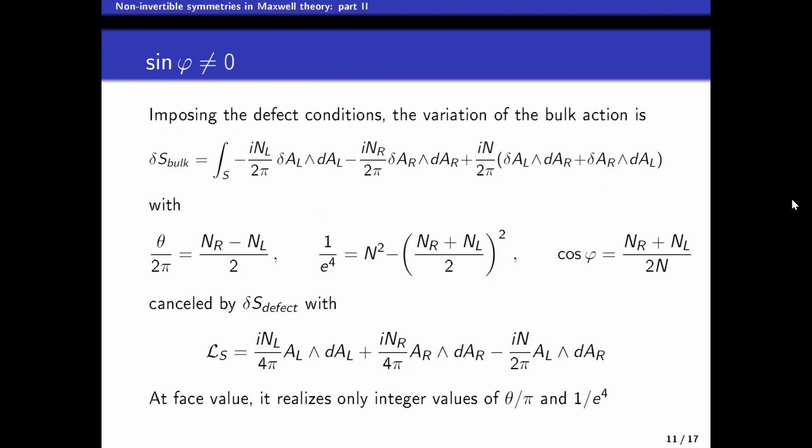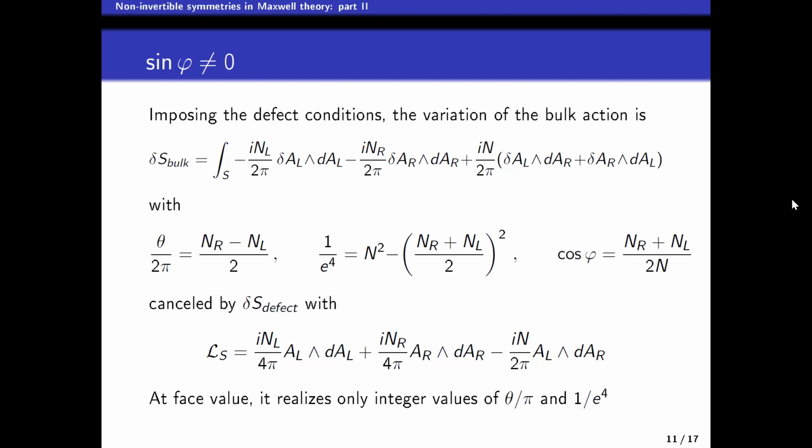So these coefficients here, n left, n right, and n, are generic functions of the two coupling constants, as I said, and of the angle of the SO2 rotation. You can invert this relation that expresses these three guys in terms of 1 over e squared, theta, and cos phi, and you get this relation here. Okay, so in order to have a well-defined variational principle, we should cancel this bulk action with some defect Lagrangian.